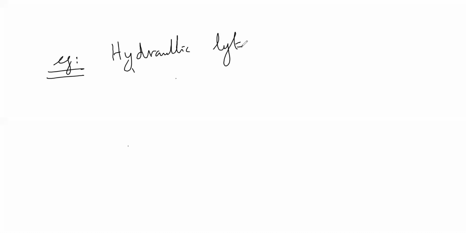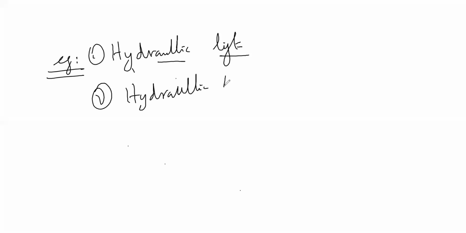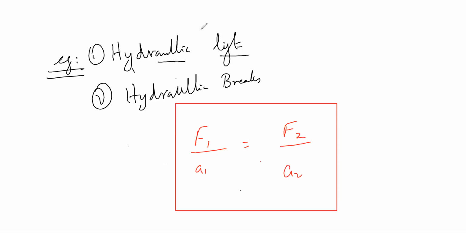And coming to the examples of this: hydraulic lift, then hydraulic brake. Hydraulic lift is mainly for the lifting of vehicles. We can see it in the mechanical shop, hydraulic lift, then hydraulic brakes respectively. And one important formula to know: F1 by A1 is equal to F2 by A2.